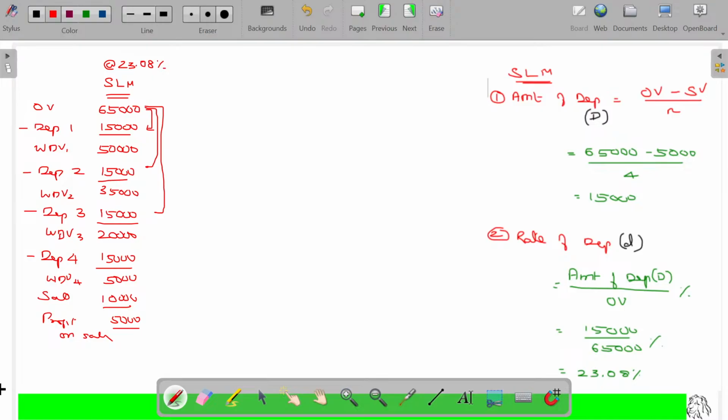Now we have to pass the journal entry also. That is called accounting of depreciation. We will finish up this one first, so that we'll go for the accounting later. Come on, make a note of it.